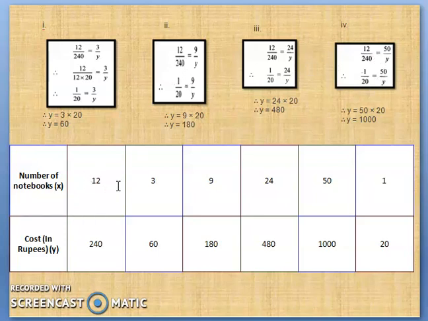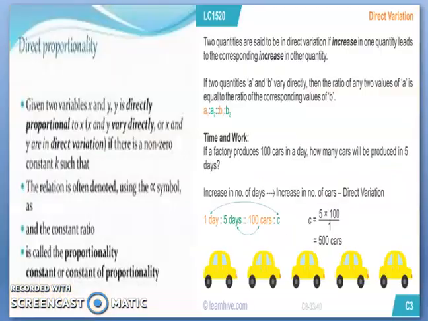So, if 12 notebooks are there, the cost is 240. If 3 notebooks are there, the cost is 60. If 9 notebooks, 180. That means when the notebooks are increasing, if one notebook costs 20 rupees, the cost is also increasing. That means it is in direct proportion.